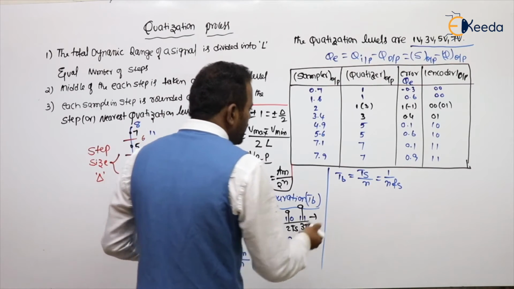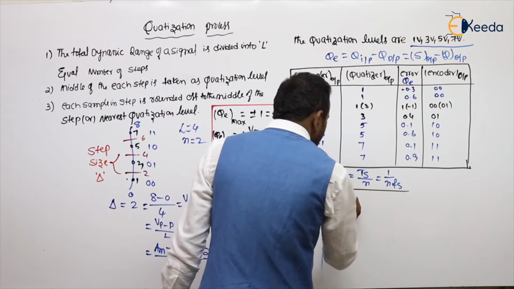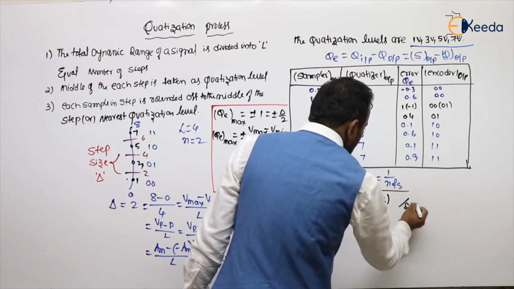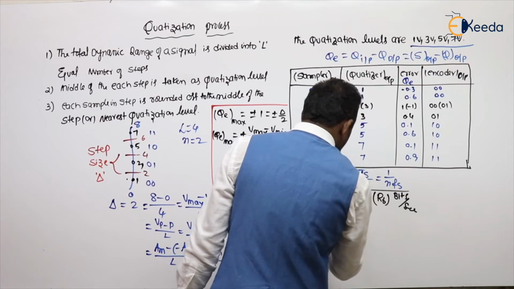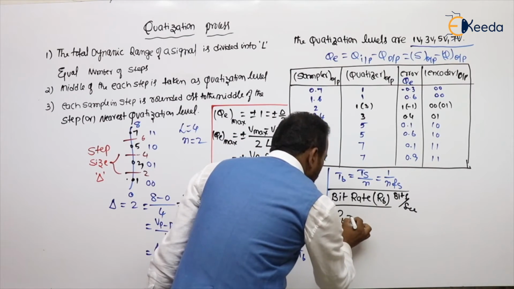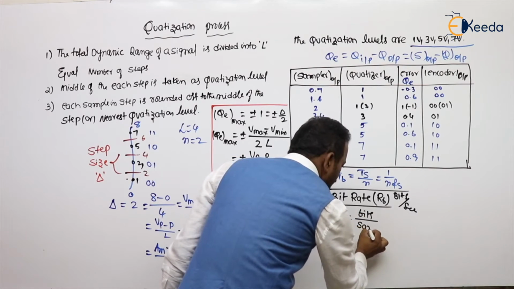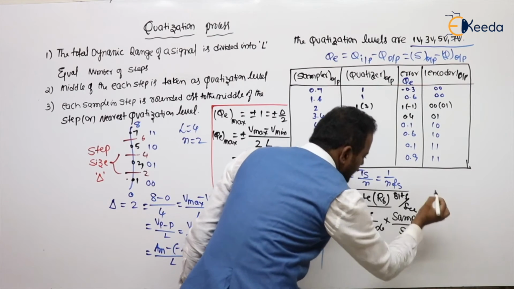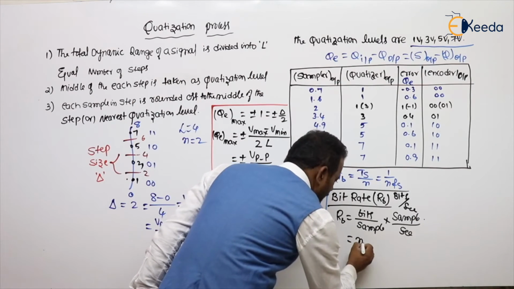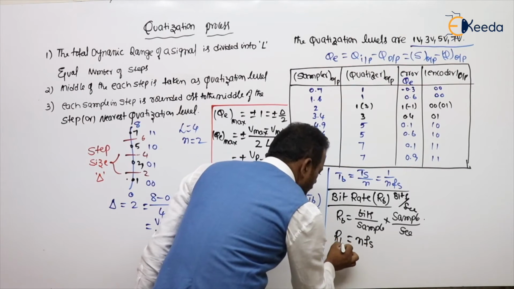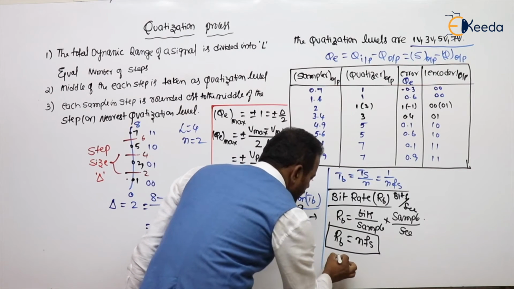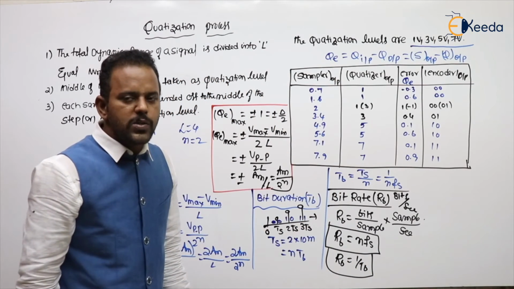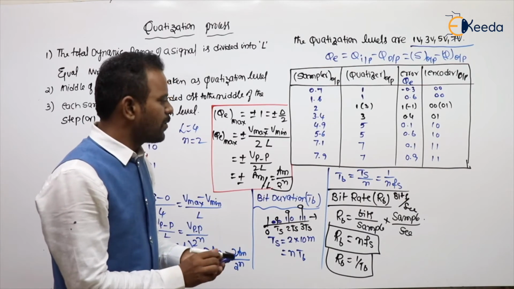Clear? After the bit duration, the next point, students, is bit rate. Very, very important. Bit rate is denoted with RB. Rate means always per second, so bits per second. I can say RB equals bits per sample into samples per second. Bits per sample is N, samples per second is the sampling rate. So RB is nothing but N FS. RB is also equal to 1 by TB because TB came as 1 by N FS.